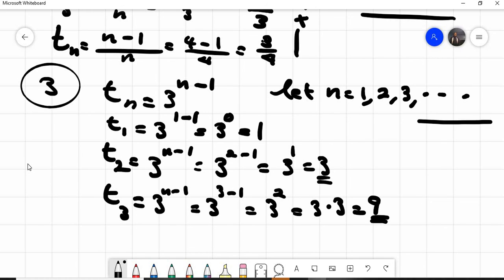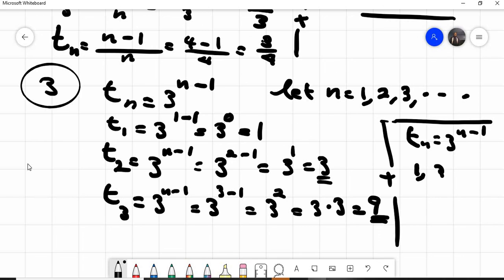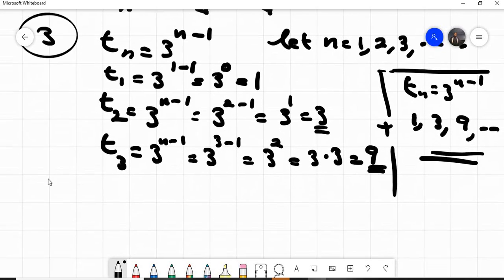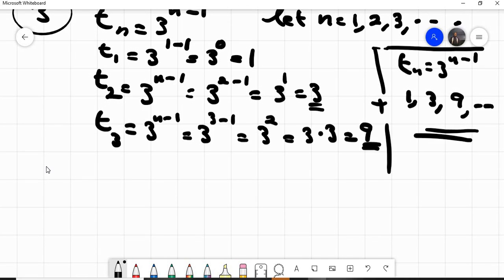So now we're going to recap the terms. Tn equals 3 power n minus 1. The first term, when n is 1, we got 1, because anything power 0 is 1. The second one we got 3, and the other one we got 9, and then it continues like that. That's how we do it. So when we know the formula, writing the terms is very easy.